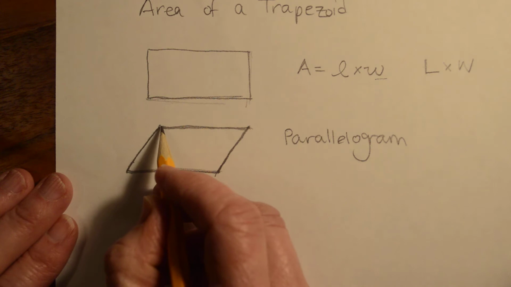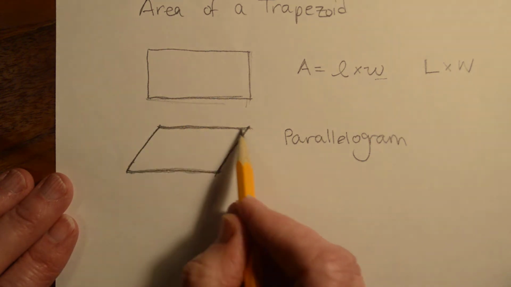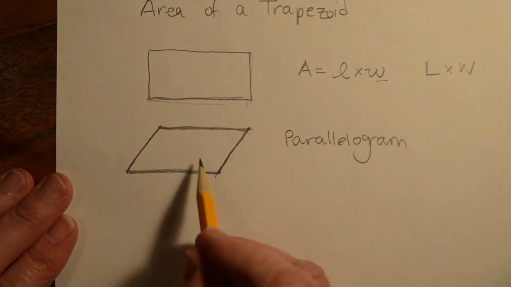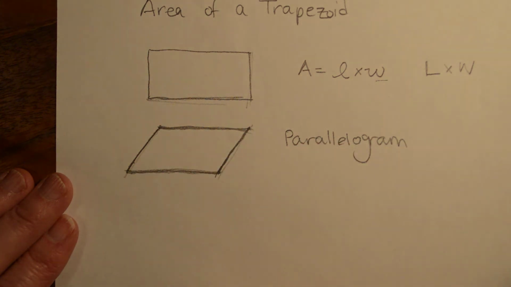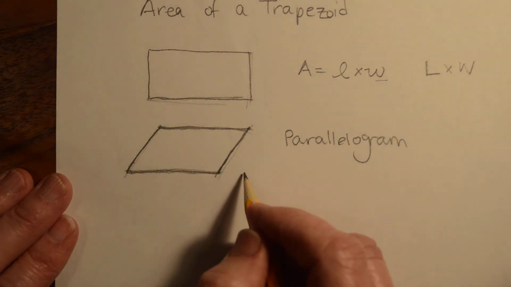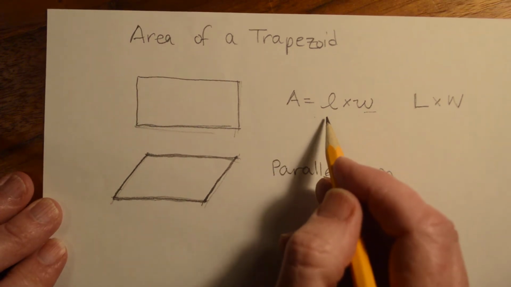So think of train tracks when you think of a parallelogram. These two sides, just like train tracks, will never touch, and then these two sides, like train tracks, will never touch. Right, the area of a parallelogram is related to this one somewhat.